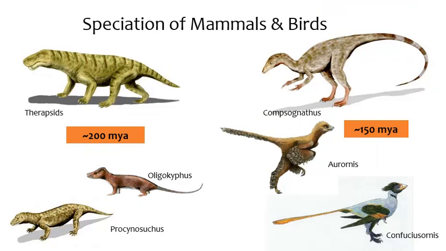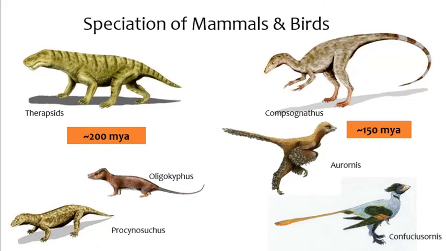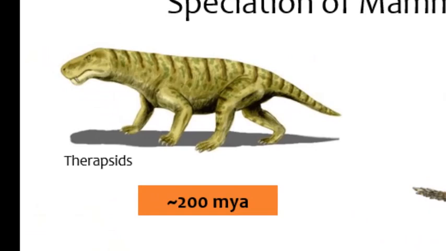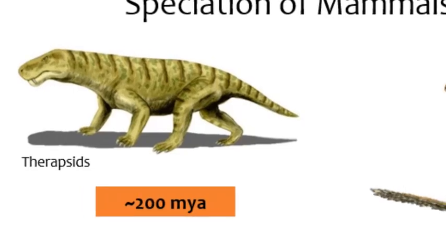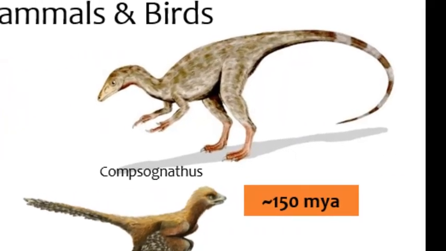Dinosaurs evolved from reptiles. So did mammals. They evolved from a different population, a different group. Mammals diversified from descendants of those sailback reptiles before the Permian extinction. The earliest mammal is this therapsid from about 200 million years ago. The birds evolved from one group of dinosaurs about 150 million years ago.